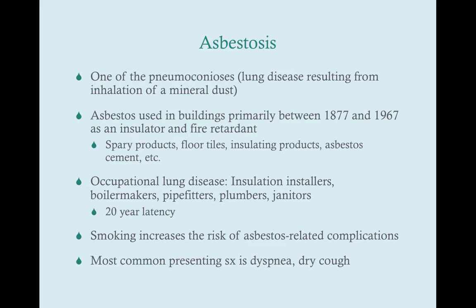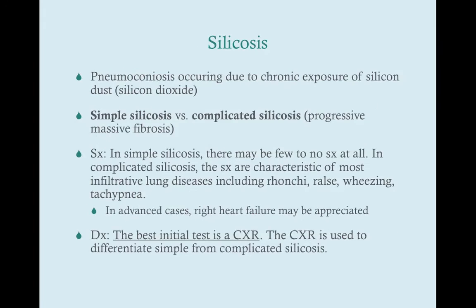It also increases the risk of asbestos-related cancers. So remember that the number one cancer caused by asbestosis is non-small cell lung cancer. However, the commonly associated cancer with asbestosis, which is unique to asbestosis, is mesothelioma. The most common presenting symptom is that of dyspnea and dry cough. And in any patient with asbestosis who has dyspnea or dry cough or has a history of exposure to asbestos, the very first thing you should do is get a chest x-ray.